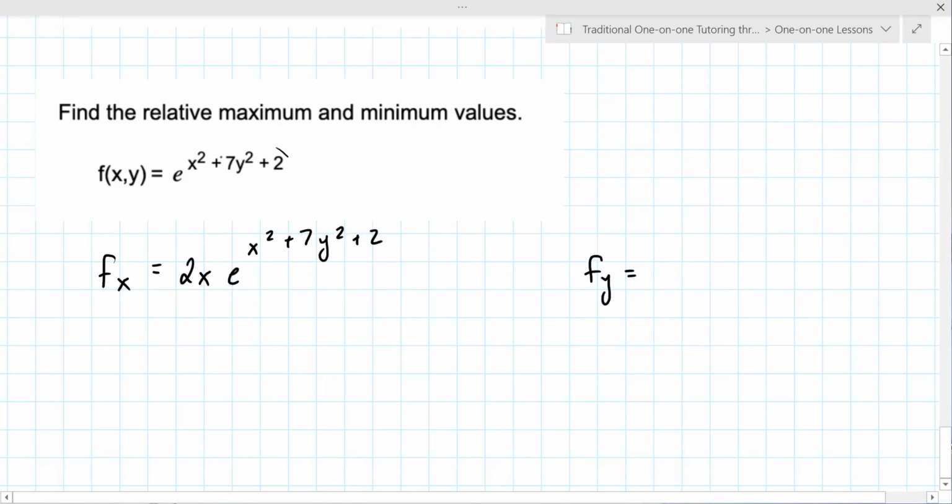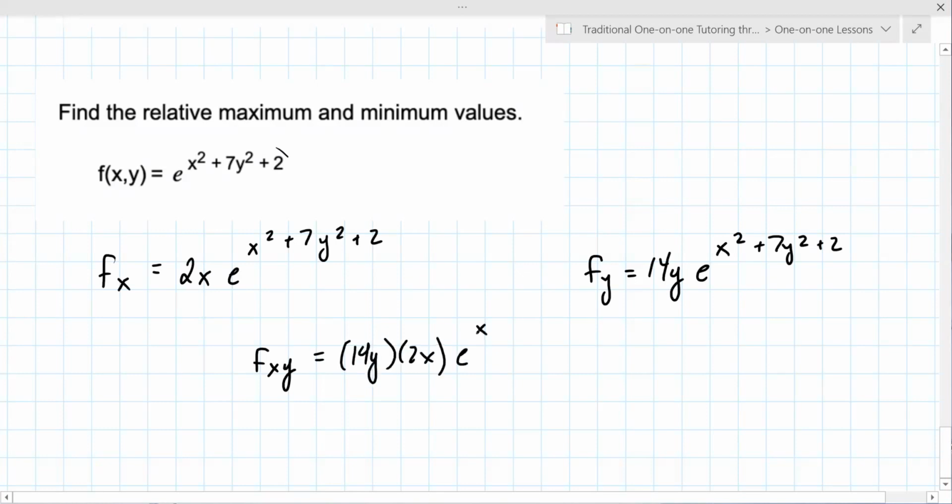Fy, so you take the derivative of this 7y squared, so that's 14y e to the x squared plus 7y squared plus 2. Okay, and then, oh boy, this is where it gets pretty bad. So fxy, the derivative of this thing with respect to y. Thankfully y is just in the exponent. So it's 14y times the 2x, and then you keep the original function. So it simplifies to 28xy e to the x squared plus 7y squared plus 2.